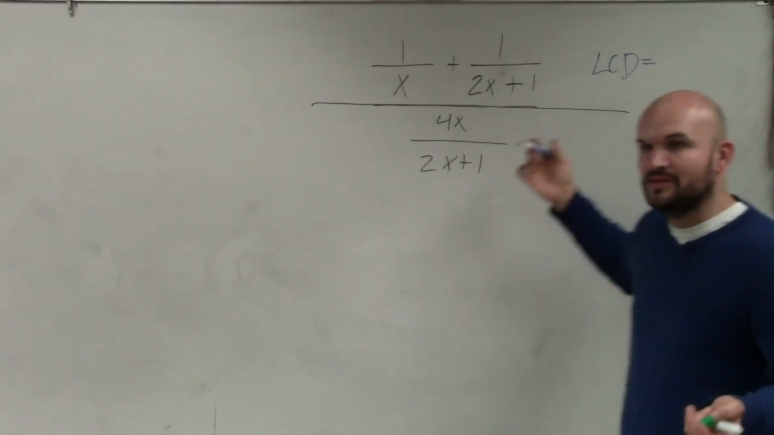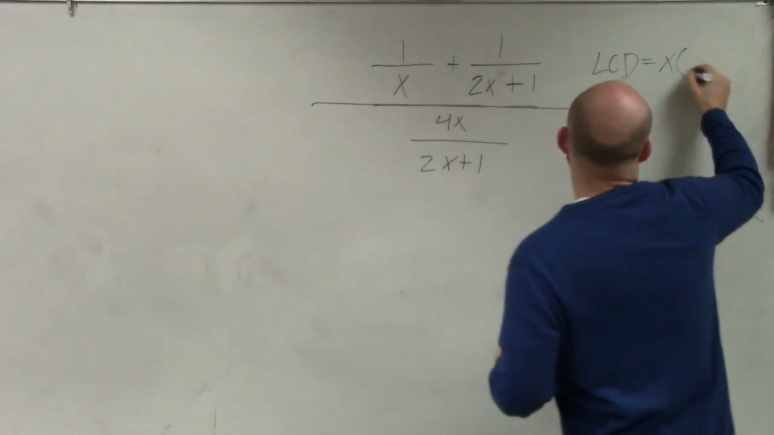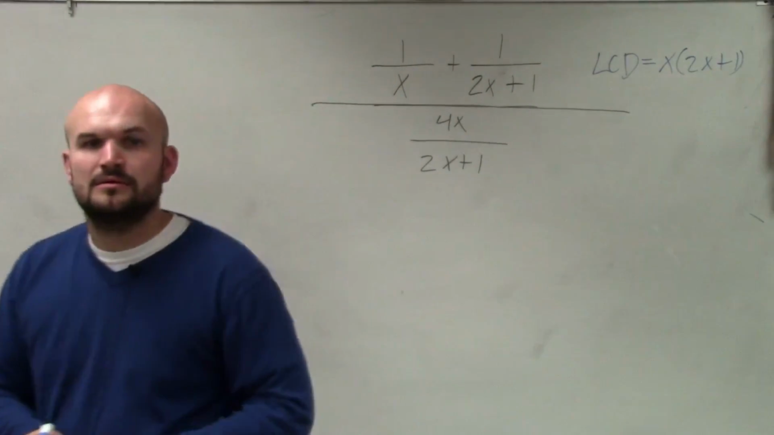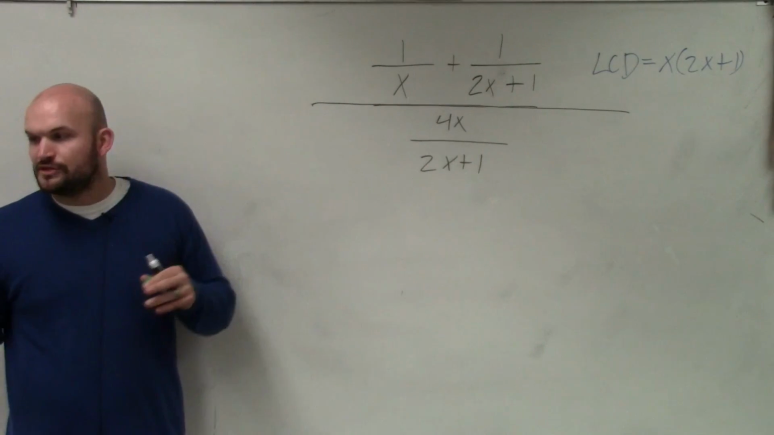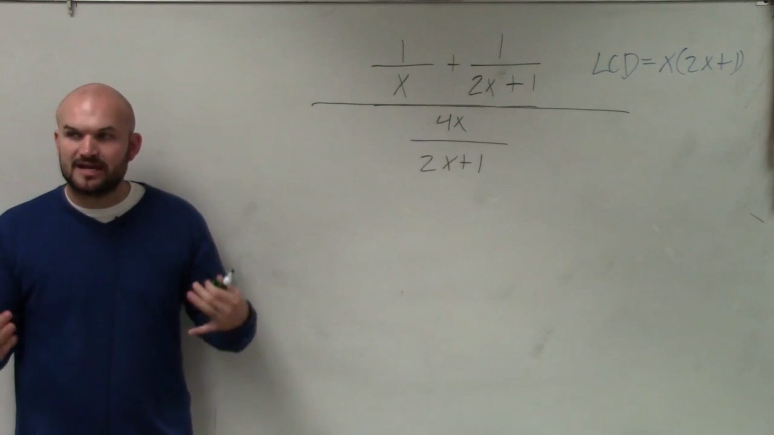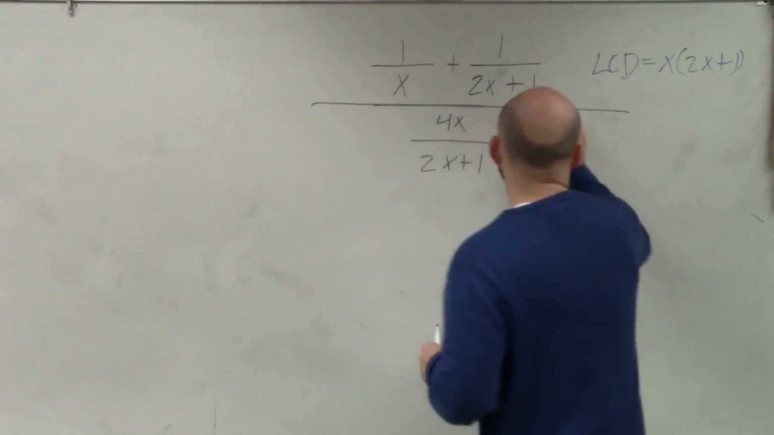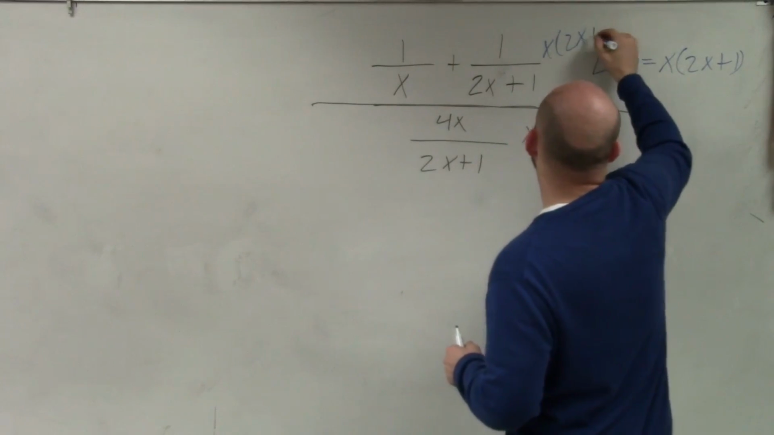Does anybody want to give me the LCD for this? x times 2x plus 1. Does everybody agree with that? Okay. Well, we don't have to distribute yet. So now, to eliminate the fractions and help you simplify this problem, you're going to multiply every term by the LCD.